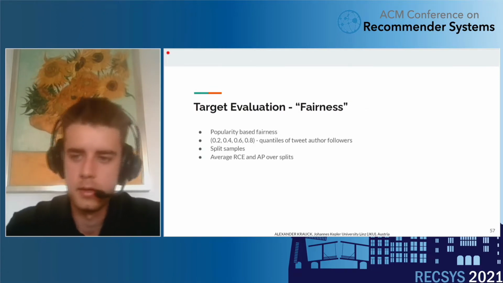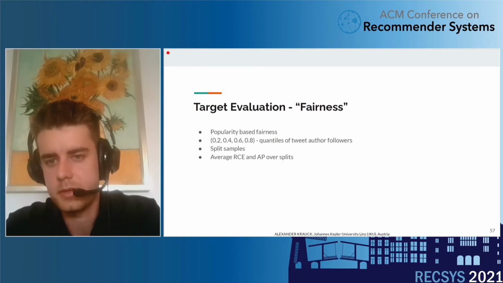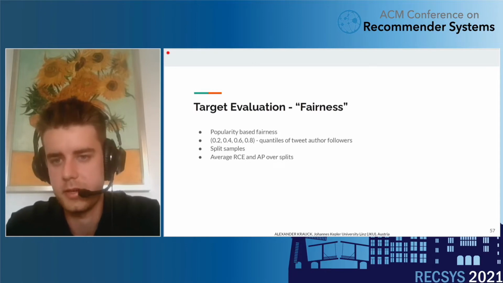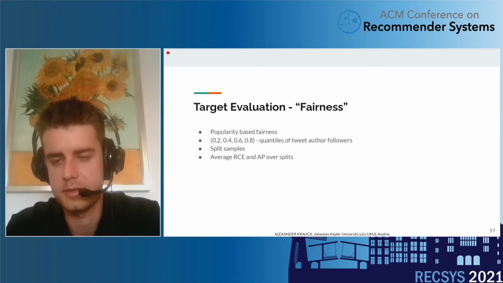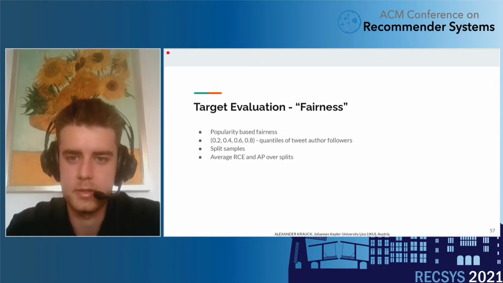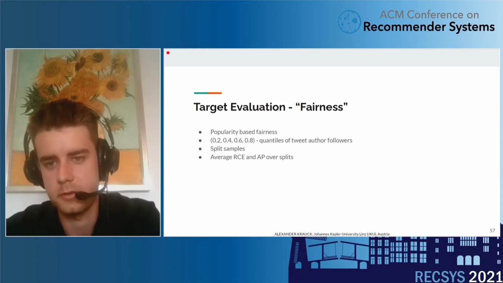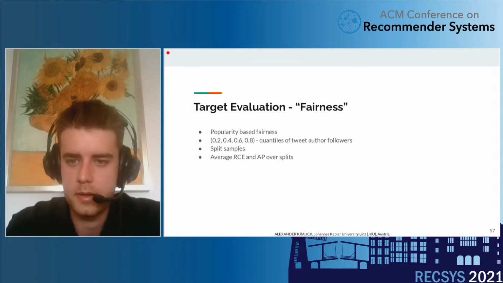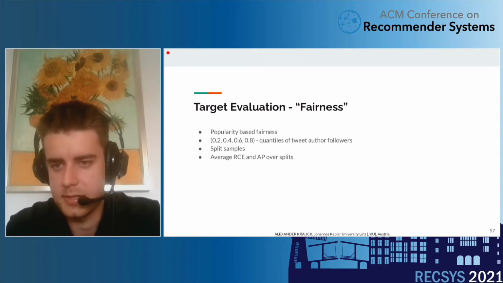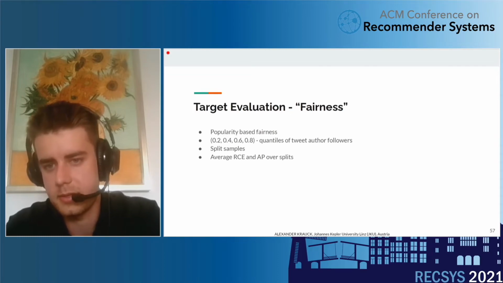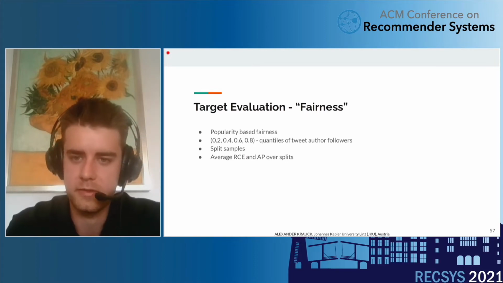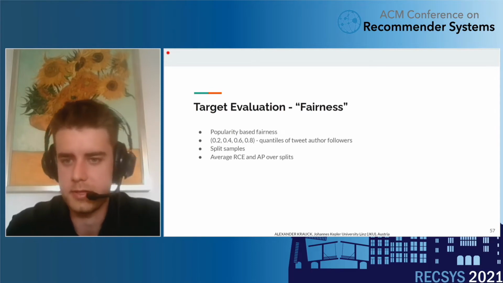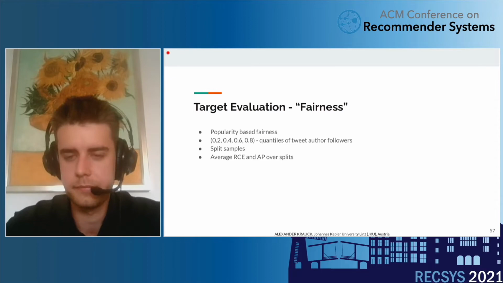The more interesting evaluation metric was the fairness metric, which is basically a popularity-based fairness based on the number of followers of the authors in the samples. The fairness was split into quantiles of those 4 quantiles, 0.2, 0.4, 0.6, and 0.8. Based on the splits of the number of followers of the authors, the samples of the validation set were basically split. And over those 5 resulting bins, the relative cross entropy and average precision are averaged. And this is the final score.